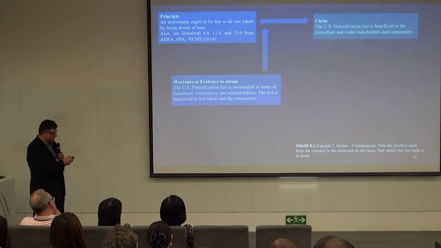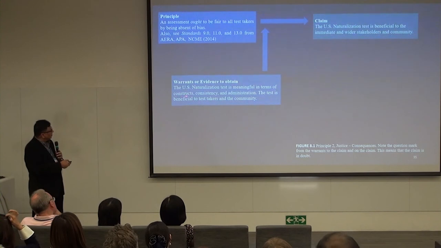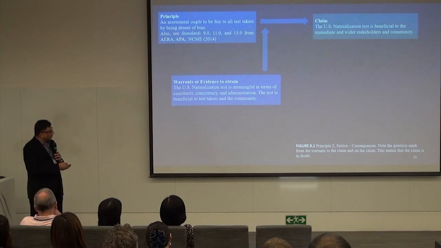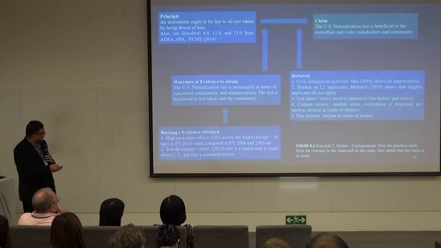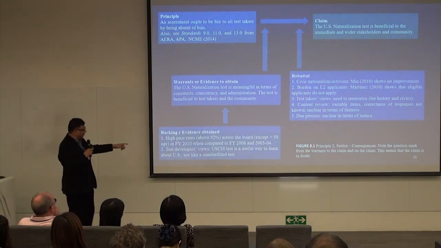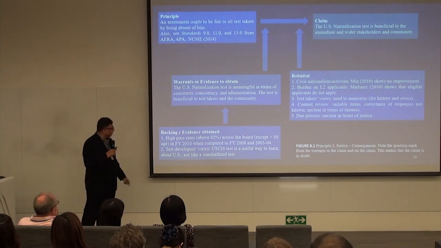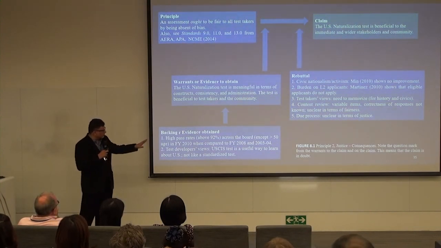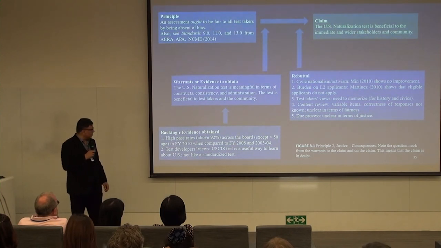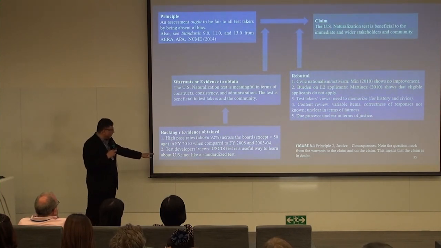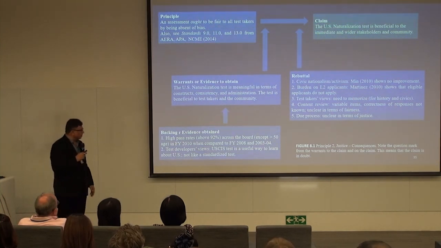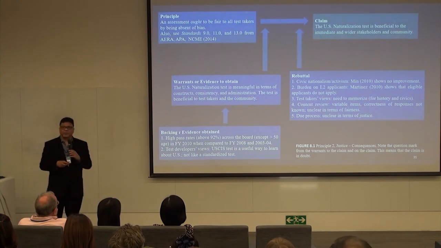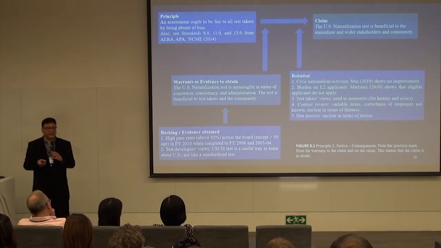And this is what you need to collect. You need to collect data on meaningfulness in terms of the constructs, consistency in the administration, and that it's beneficial. Okay, so I looked for data, and what I found is that there's a very high pass rate, about 92%, except in the 50 plus age range. And the test developers' view, that's the United States Citizenship Office, they say it's a useful way to learn about the US and it should not be evaluated like a standardized test.